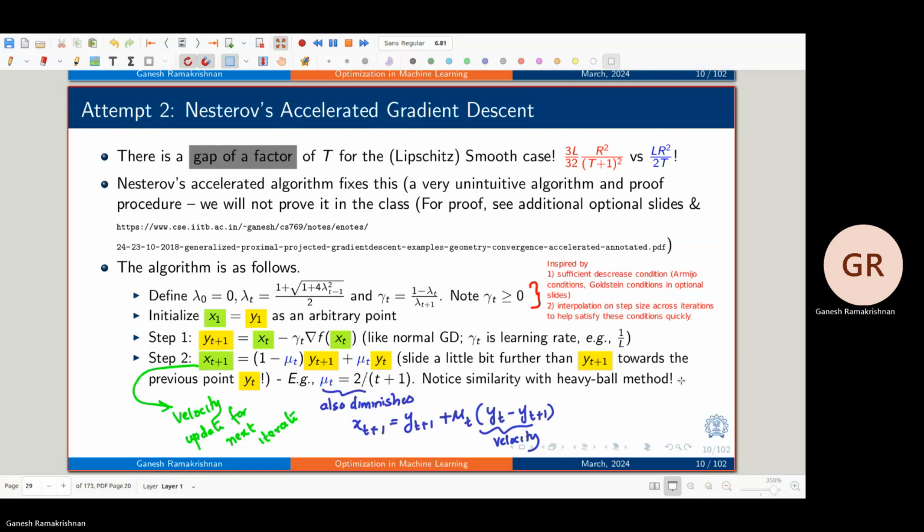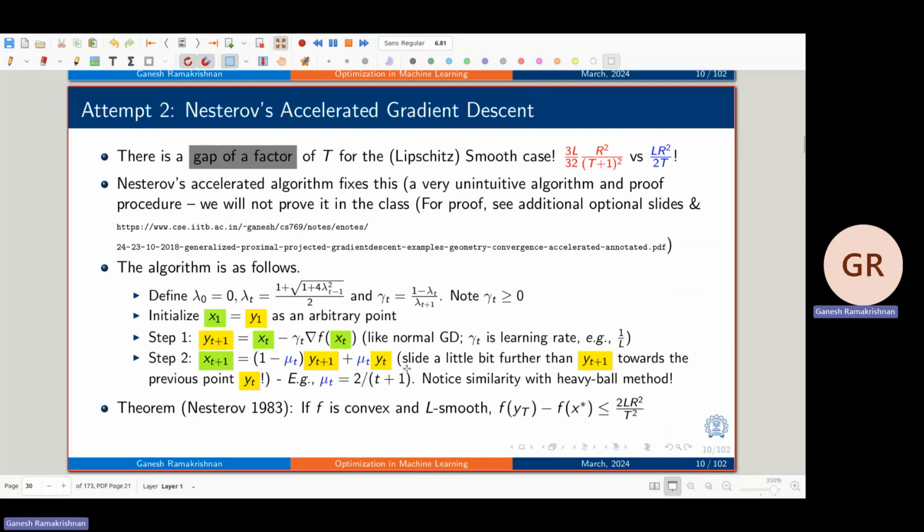Okay, so are we set? You got an idea of what these two are. So this result comes by virtue of Nesterov. Therefore, the algorithm is called Nesterov. There's a theorem: if f is convex and Lipschitz smooth, then f converges in terms of y t and not x t, right? Because x t is just momentum. What we want is the gradient update. That is y t.